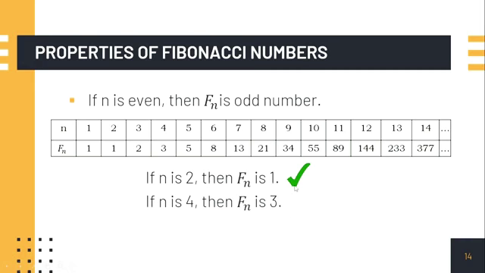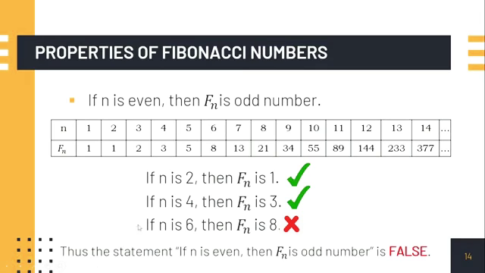So, tama siya dyan. Sa 4, kapag ang n mo ay 4, and then yung f sub n mo ay odd number dapat, 3. Tama ulit. Next, kapag yung n mo ay 6, ang f sub n niya ay 8. Even number to, dapat, di ba, odd number. So, therefore, that is wrong. And this statement, if n is even, then f sub n is odd number, this property is false.